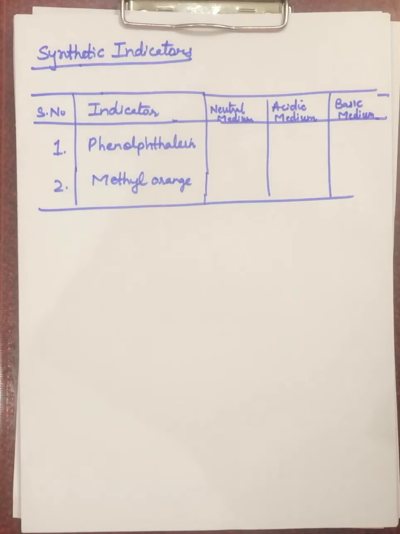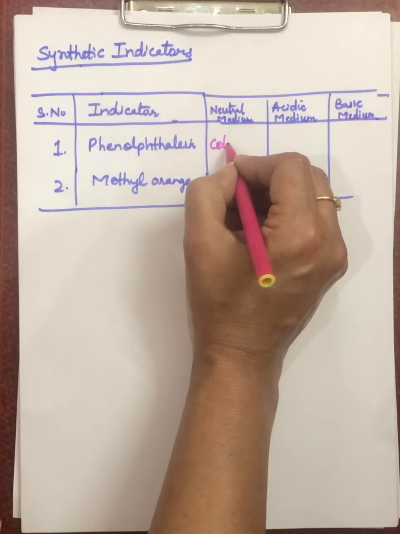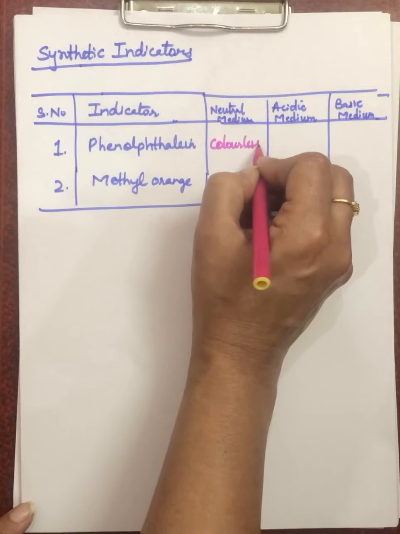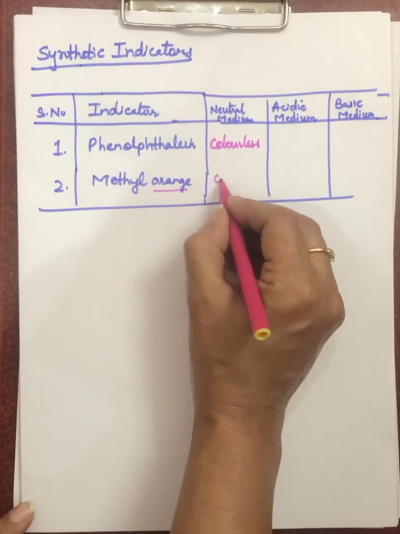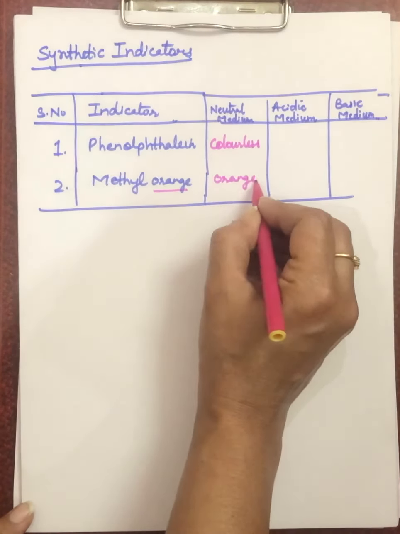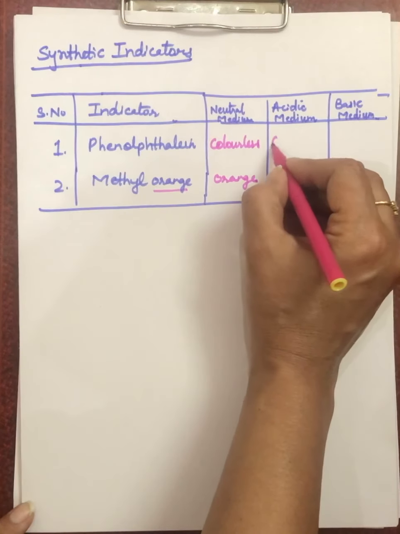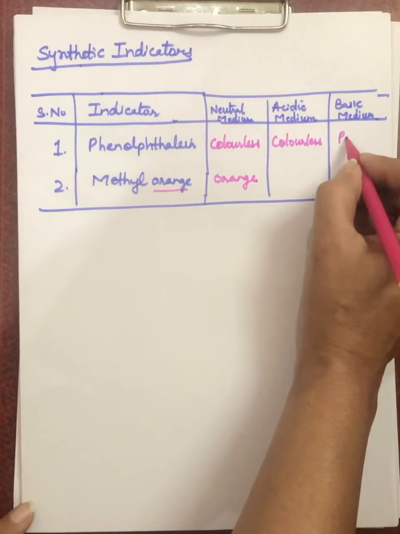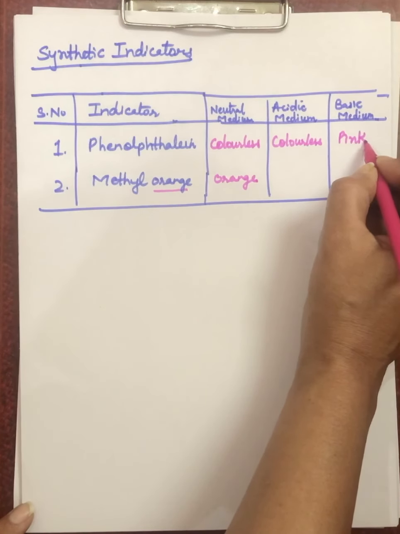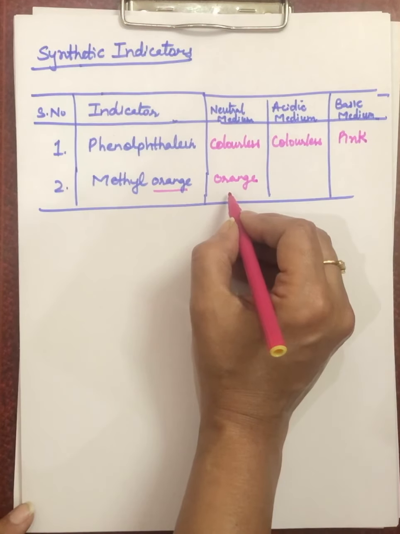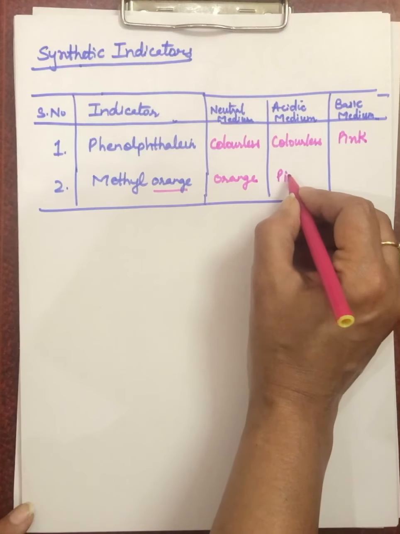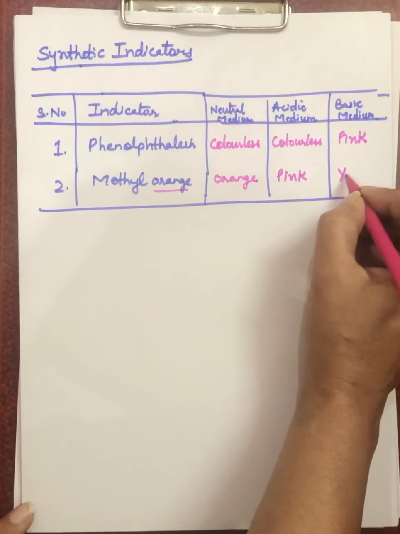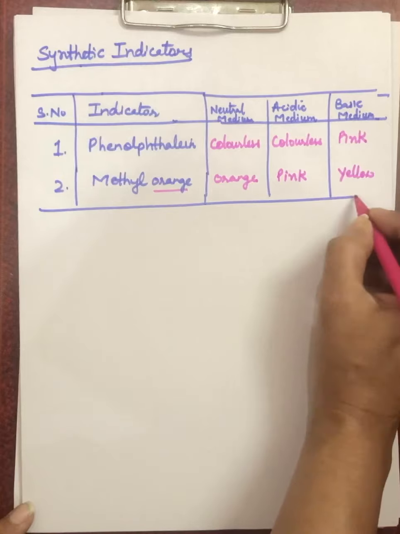Phenolphthalein is colorless in neutral form, while methyl orange, from the name we can make out, its neutral color is orange. In acid, phenolphthalein remains colorless, while in base its color will change to pink. And methyl orange in acid will show pink color, while in base it shows yellow color.